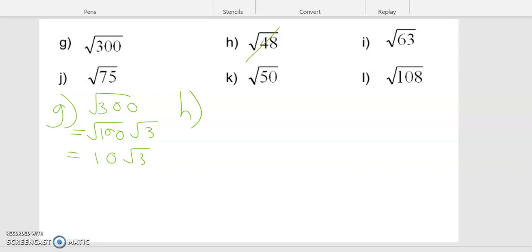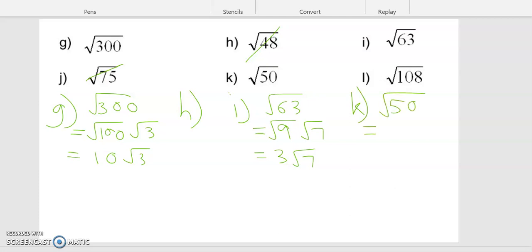And we've already done root 48. I won't bother with that. I've already done root 75. Let's try K. Try L. It's a harder one.